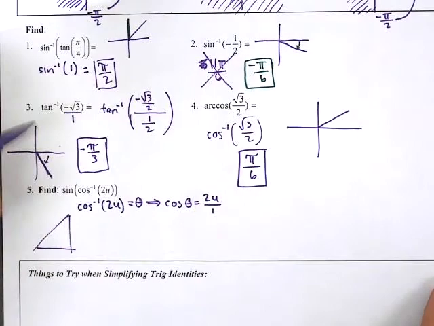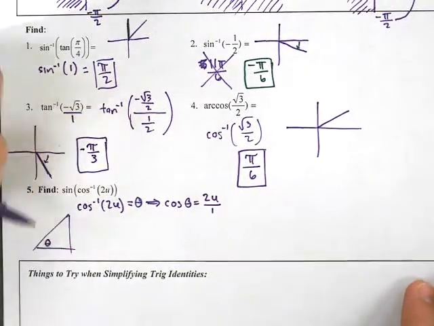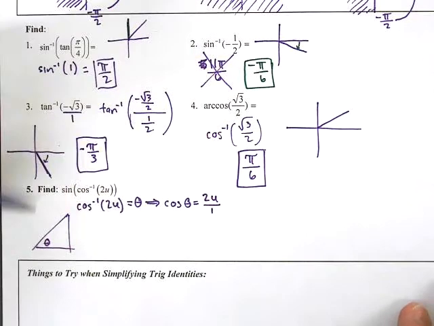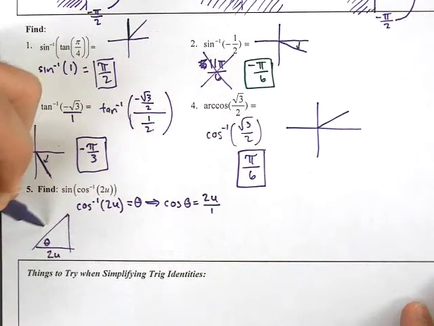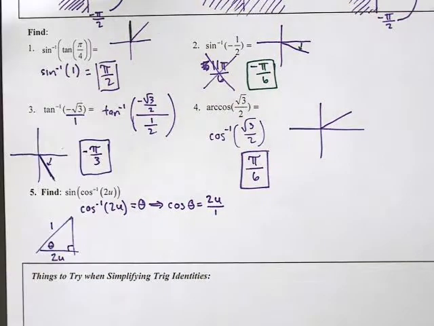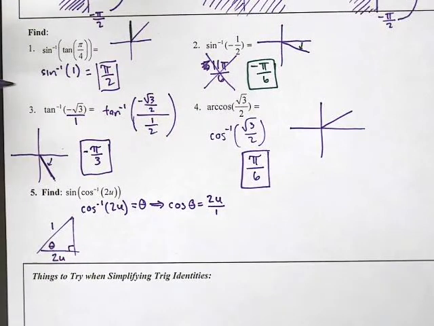So I'm going to draw a little triangle here. I'm going to say that I have theta, and I know that the cosine is 2u over 1. So that means my adjacent and my hypotenuse are known. I know the adjacent, I know the hypotenuse, and this, of course, is a right triangle, so we can use the Pythagorean Theorem.